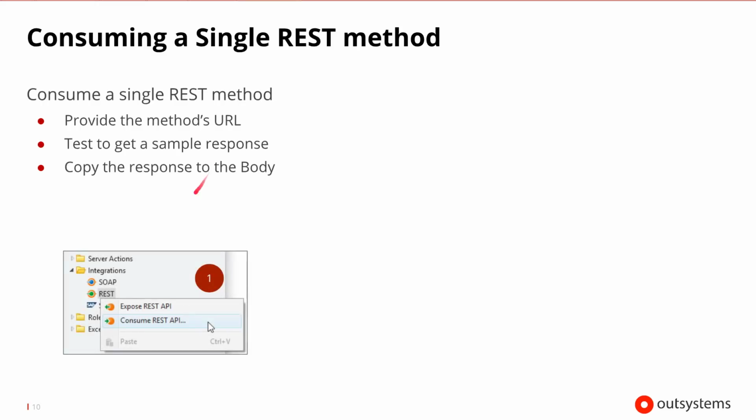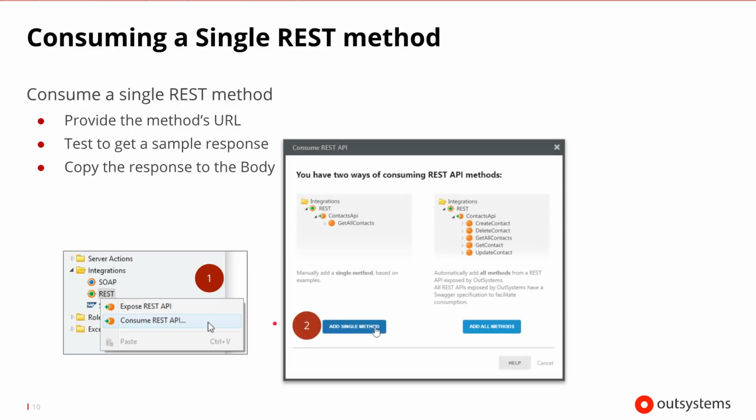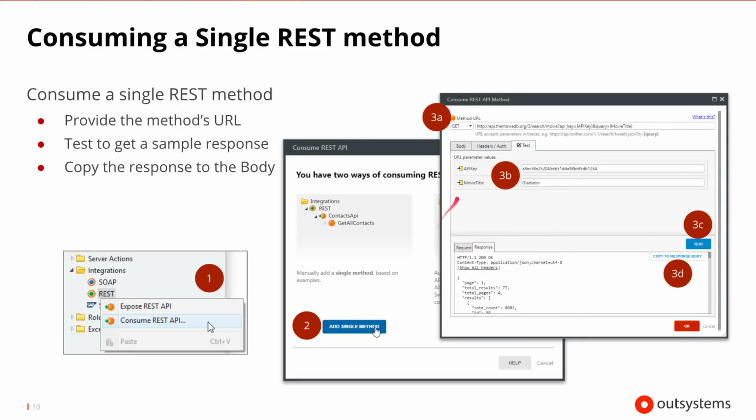So the way we would do that is we would go to the integrations area of the logic tab. We would right-click on REST and ask it to consume a REST API. From there, we'll be asked the question, do you want to just use one of the methods of this API, or would you like to use all of the methods of the API? So we'll talk about all the methods in just a second, but if we look at using a single method, then what we would do is go get the URL of that API and then be able to call the specific method that we need.